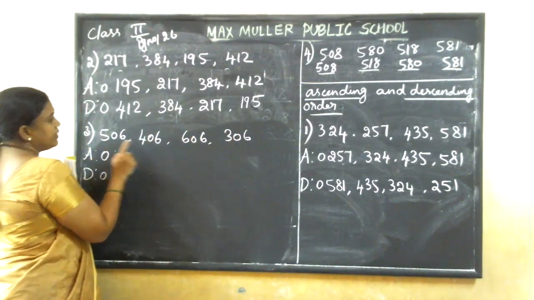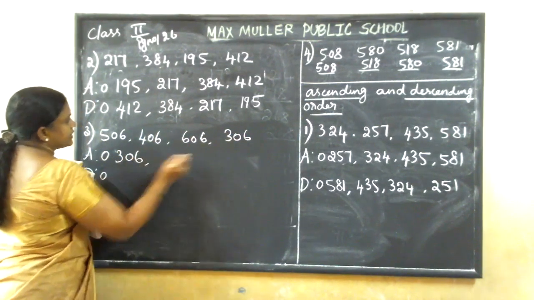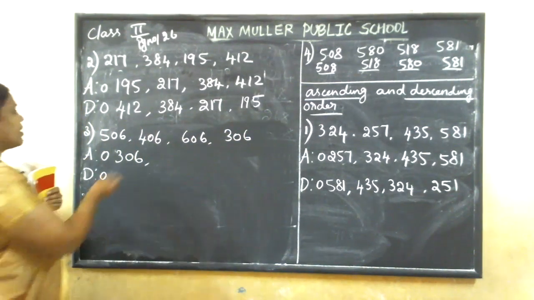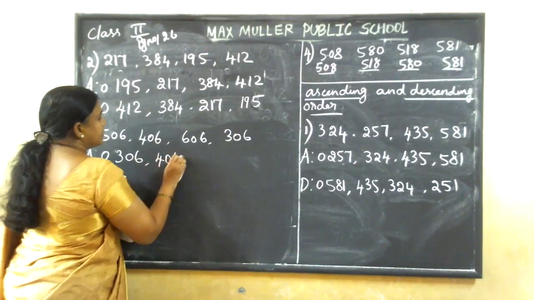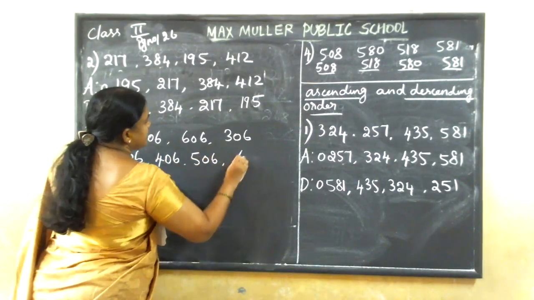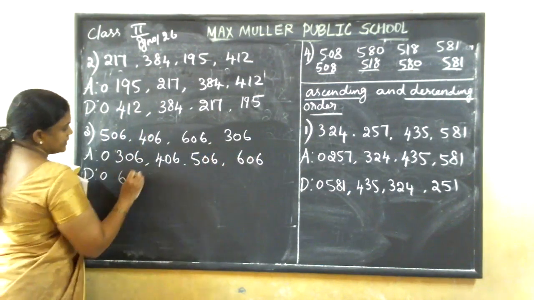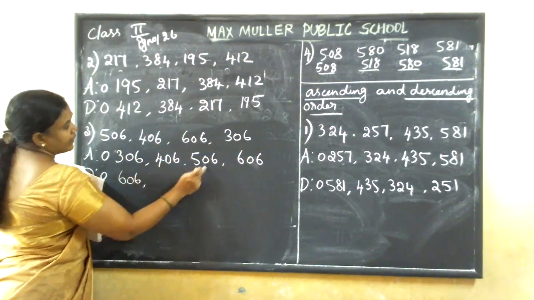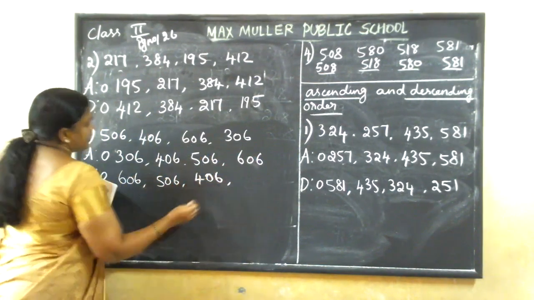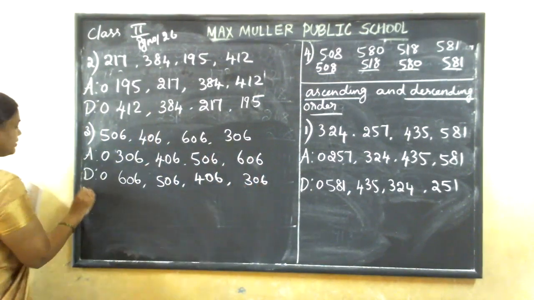See the hundreds, 5, 4, 6, 3. 3 is the small number. 306. Leave this number. See these three numbers. 5, 4, 6. Which one small? 406. After that 5 or 6? 5. 506. After that 606. Descending order, how we will write first? 606. Sorry, 506. After that 406. 306.